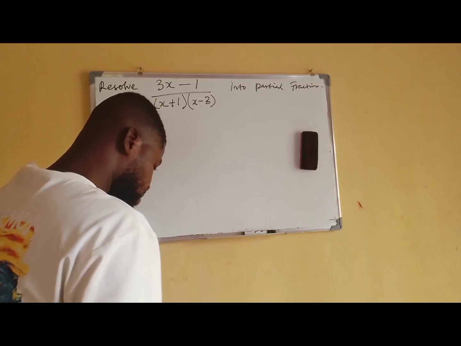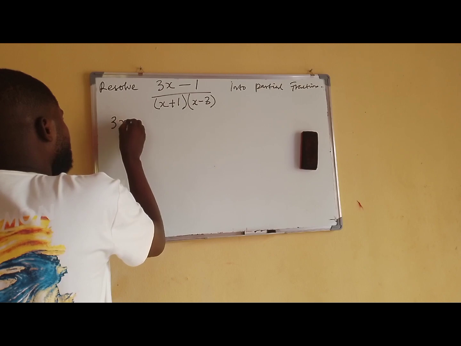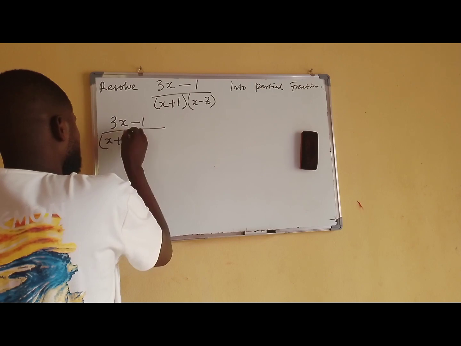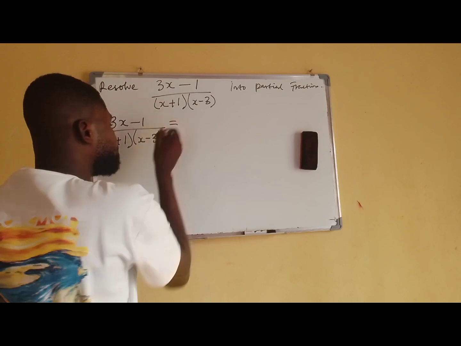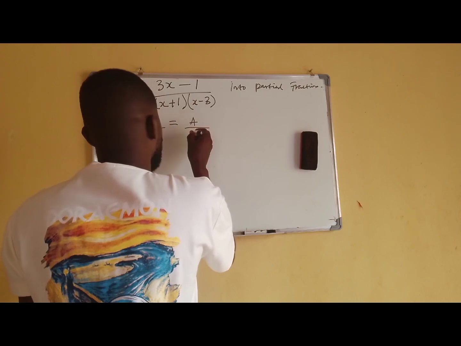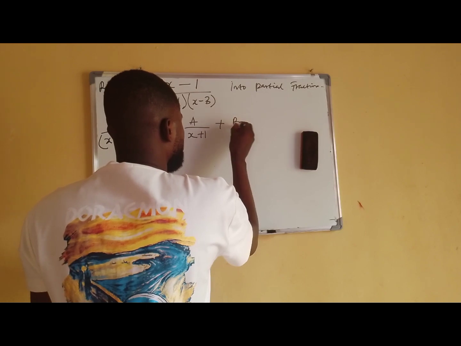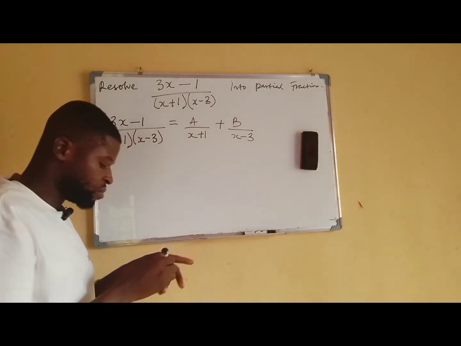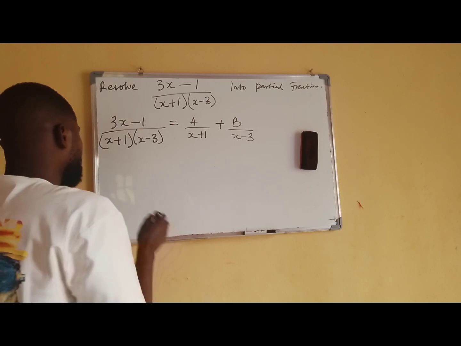Now we say (3x - 1) over (x + 1)(x - 3) is equal to A over (x + 1) plus B over (x - 3). This A and B are constants.